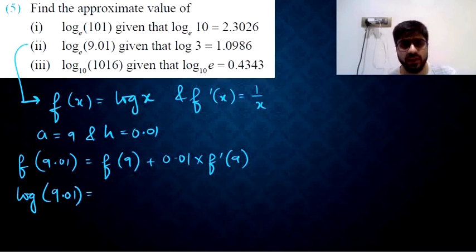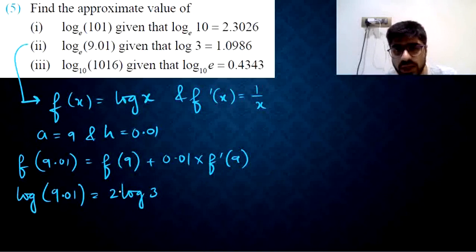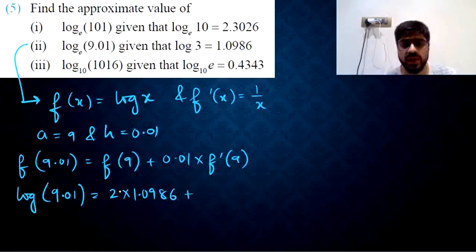That should be f of 9. So f of 9 is going to be log 9. And log 9, we prefer to write that as log of 3 square. That 2 comes out, and we have 2 log 3. Log 3 is 1.0986. So let's write log 3 as 1.0986 plus we have 0.01 into f dash 9. F dash 9, that will be 1 upon 9. So we have 0.01 divided by 9.